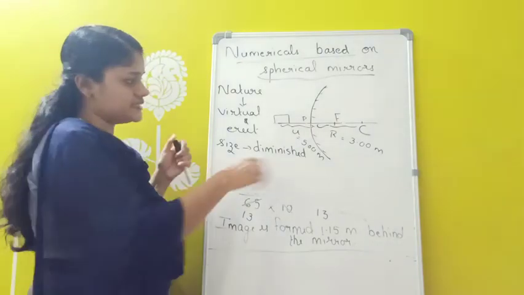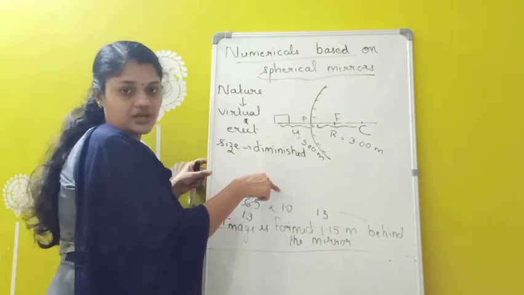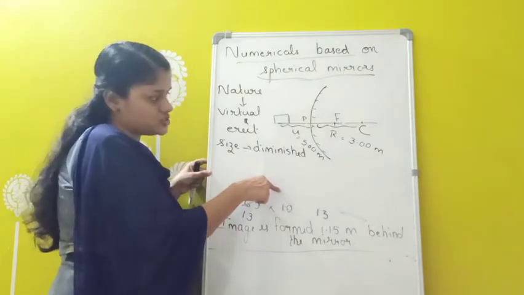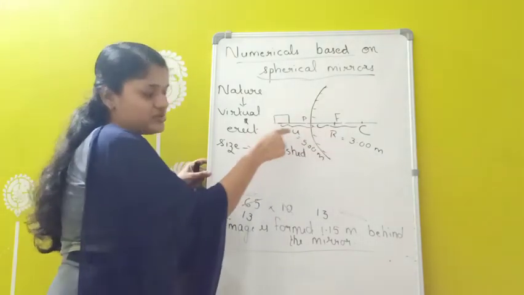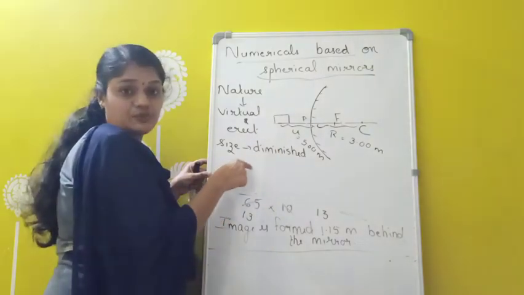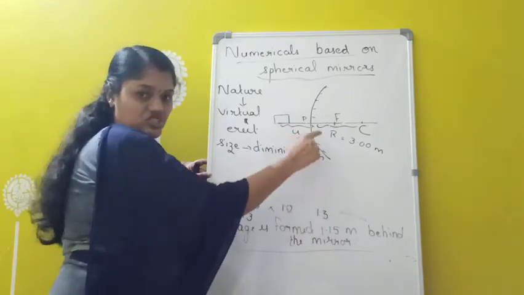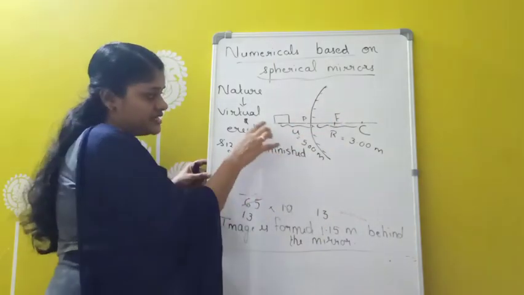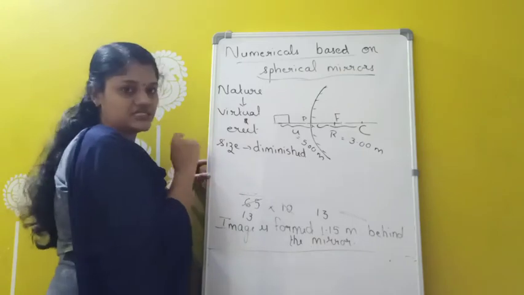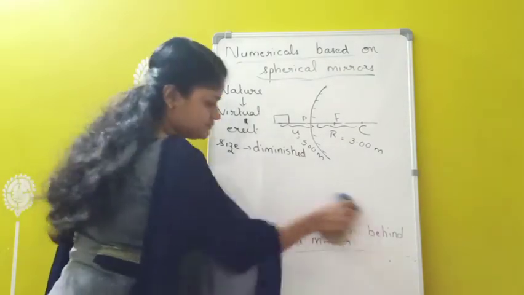So in this convex mirror, radius of curvature was given. So from there we found out focal length, because r equal to 2f and f equal to r by 2. Then we know focal length f and u. Using mirror formula we are finding v, and v is the position of the image, and we got the image as 1.15 meter behind the mirror. Now nature of the image is virtual and erect, and size of the image is diminished. Okay. Then we can go for the second problem.